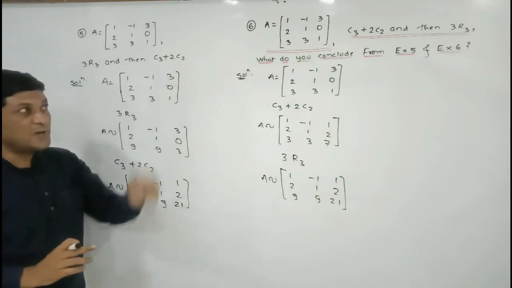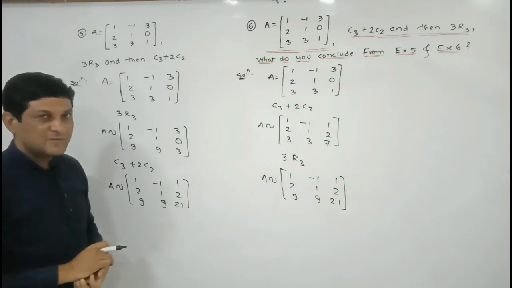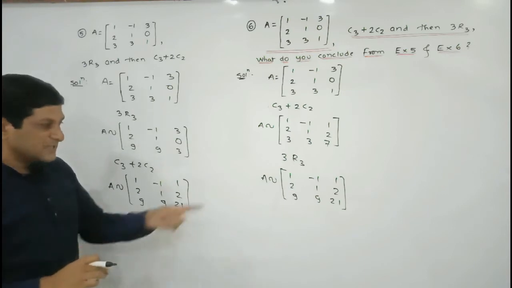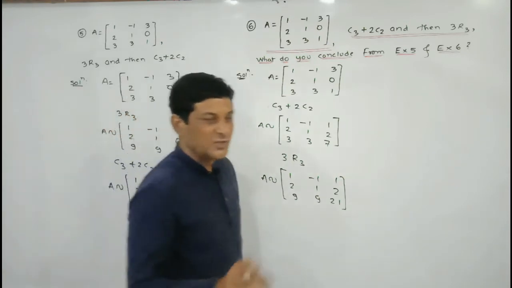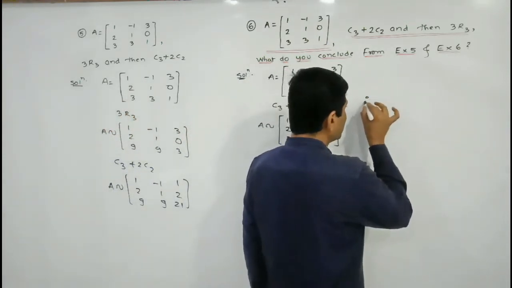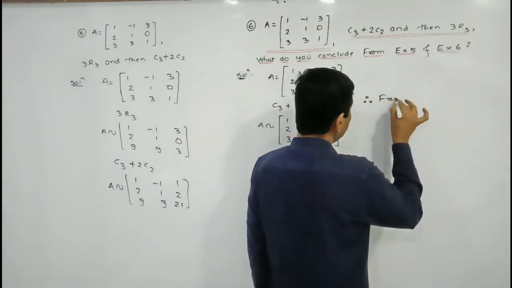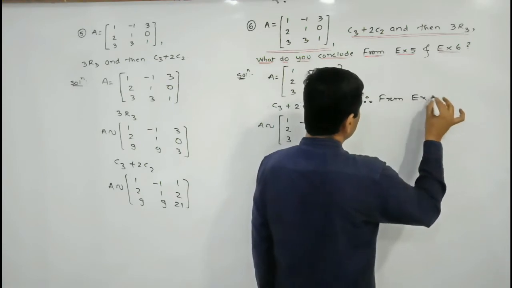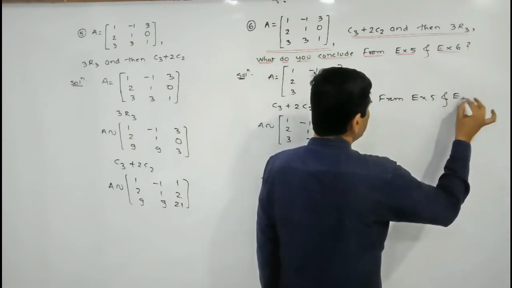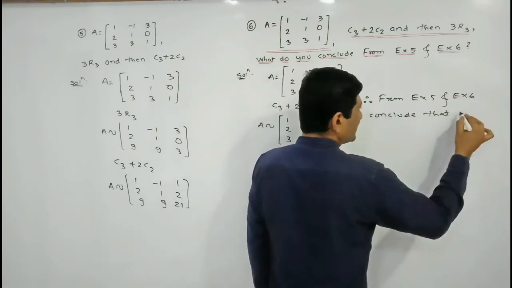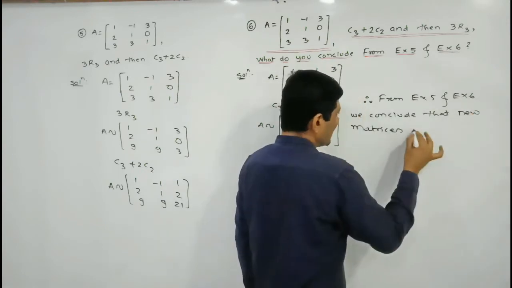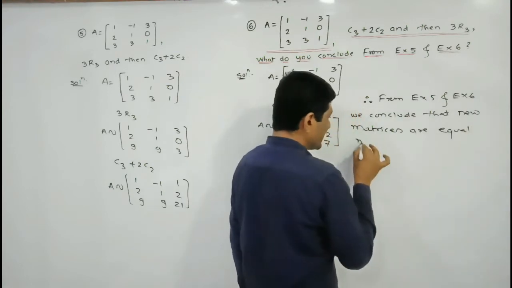Now the question is, what do you conclude from example 5 and example number 6? What is our conclusion? That the two new matrices are what? That's why we can say that from example 5 and example number 6 we conclude that the new matrices are equal matrices.